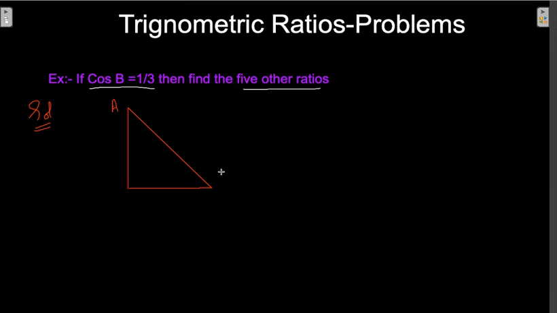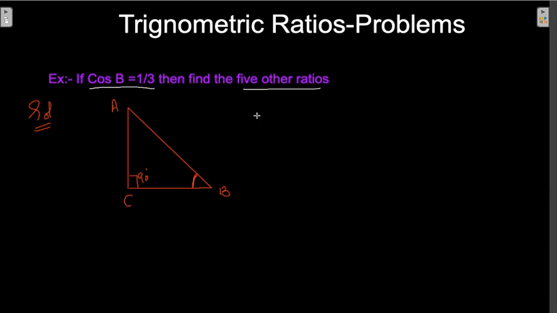A, B and C. Since it is a right angle triangle, this angle we know is 90 degrees. This angle B, or angle ABC, is given to us. Now we are given the value of cos of B, the cos of the angle B.